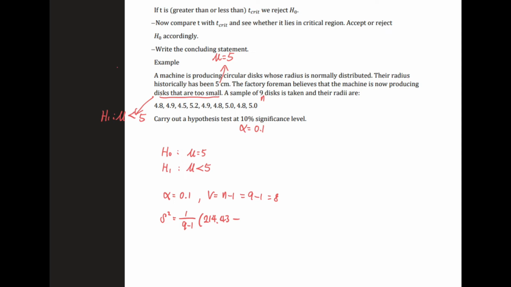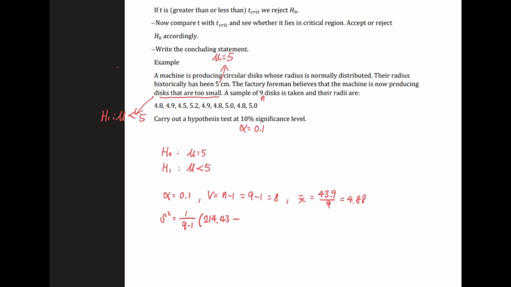Then followed by the mean squared over n. The mean is not found yet, so I find the mean here. The mean is you add up the x values. Imagine you add up all this, 4.8, all the way to 5.0, then divide by 9. So you will get 43.9 over 9, which is 4.88. So you get the mean.